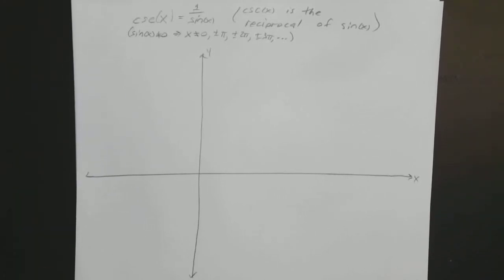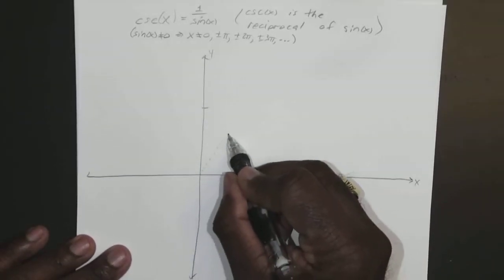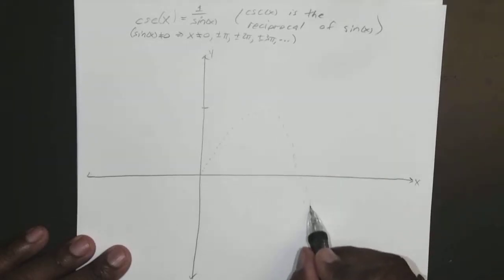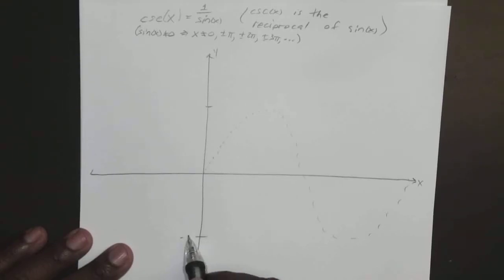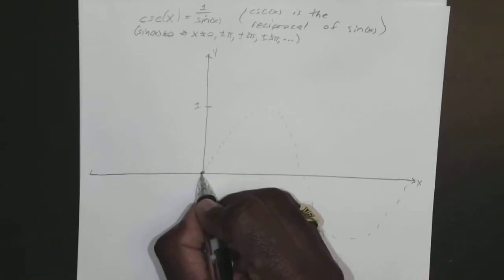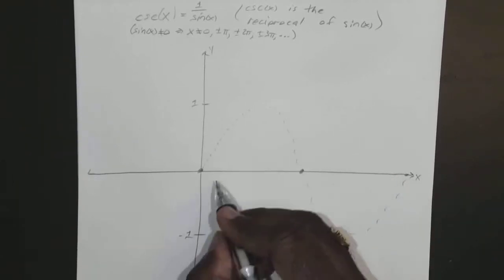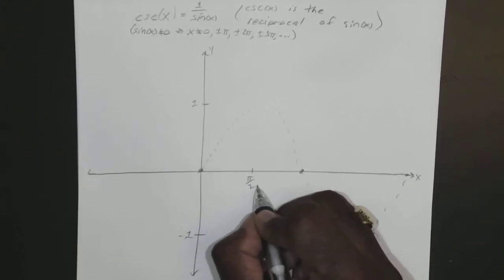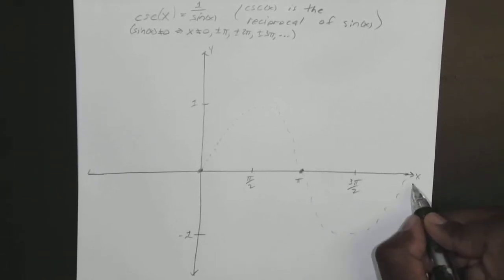Okay, so we know if we have our sine graph, just do a quick little sketch of our sine graph, which looks something like that, between 1 and negative 1. Okay, so if that's our sine graph, we know it can never equal 0, which means you can never have a value there, there, or there, which is, this is our pi over 2, this is our pi, this is our 3 pi over 2, and that's our 2 pi.